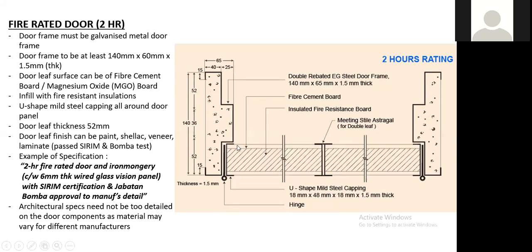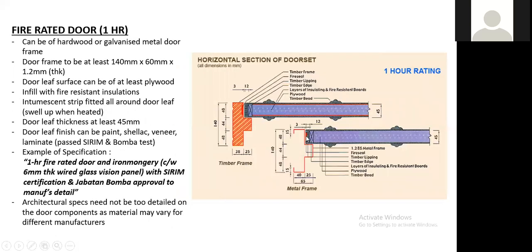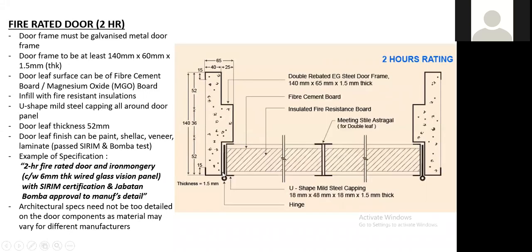So sometimes when you look at the door, just by looking at it, how do you know whether it's 1 hour or 2 hours? Just now this one we have this intermittent strip here. For the 2 hours normally they will have this mount steel capping wrap around the whole door. The door leaf thickness normally is declared at 52 mm. Just now that one was 45 mm, so this is 52 mm. You can have the same finishes as long as you pass the SIRIM. So this is 2 hours.